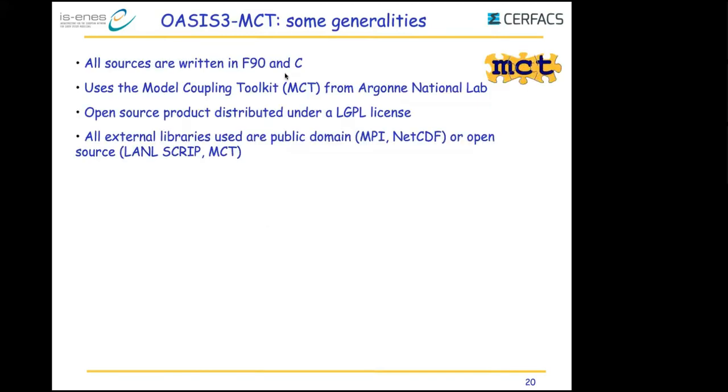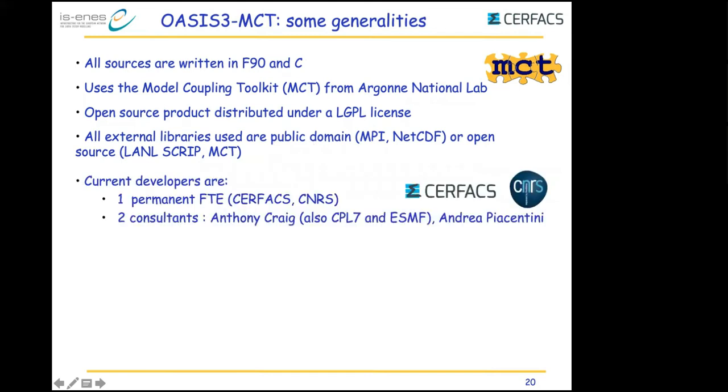So just some generalities. Everything is written in Fortran 90 and C. As I said, it uses the Model Coupling Toolkit from Argonne National Lab as a lower layer to manage the communication, the exchange of the coupling fields. Everything is released under an LGPL license, and all the libraries it uses are either public domain or open source.